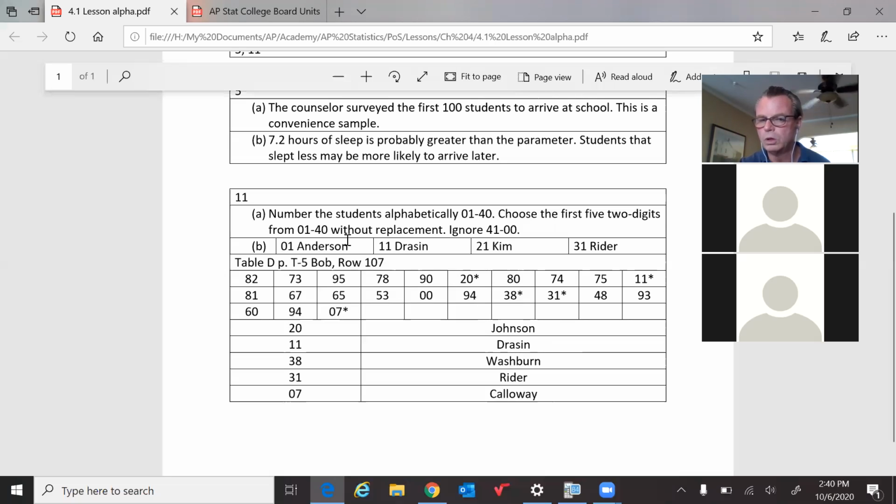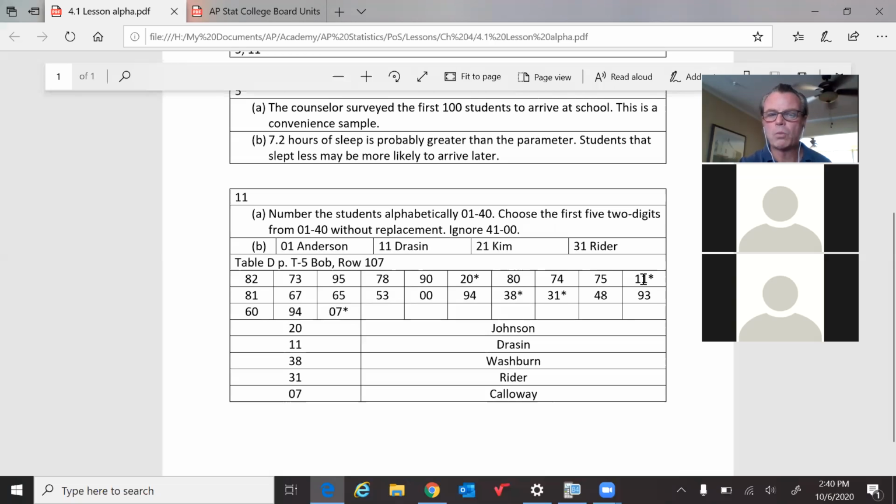Then up here I wrote the headings. Ready? The first kid in column 1 would be Anderson. The first kid in column 2 would be Drayson. First kid in column 3 would be Kim. And the first person in column 4 would be Ryder. So pick up from the 20. Too high, too high, too high. There's Drayson. So the asterisks are the numbers that work.